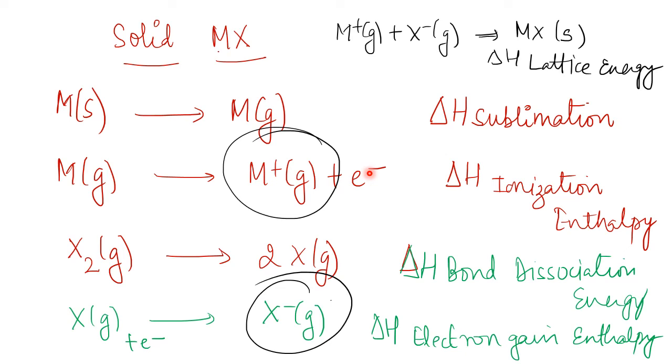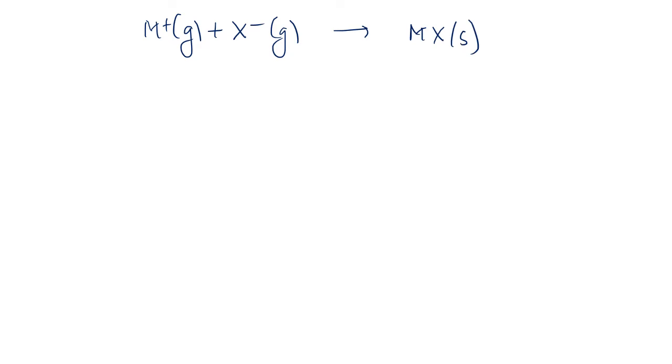When you are trying to make ice from liquid to solid, you are putting it in the fridge. When you have taken it out, you have increased the temperature, now from solid to liquid. So it's the opposite process. So if I say when M plus gas and X minus gas, a positive and a negative, combine to form MX solid, the energy is released.